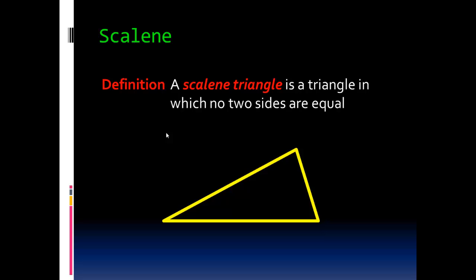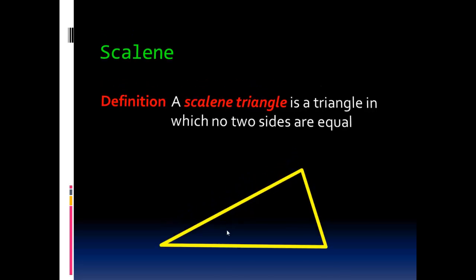A scalene triangle is a triangle in which no two sides are equal. So notice none of these sides are equal at all. Easy enough, nothing else to be said about that.